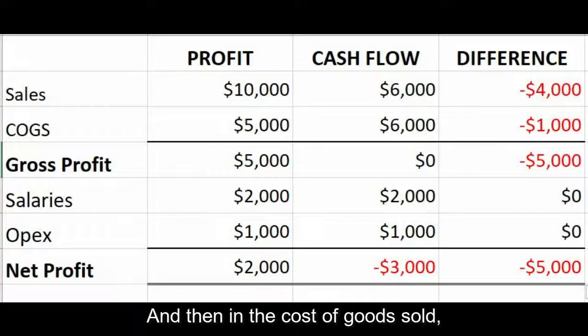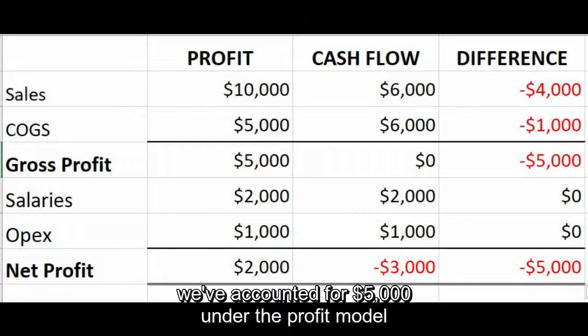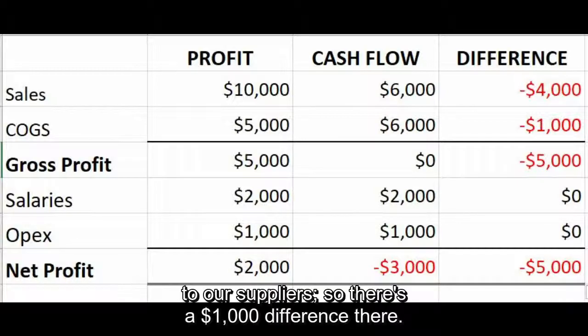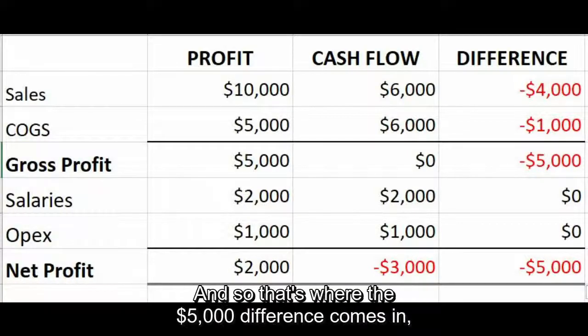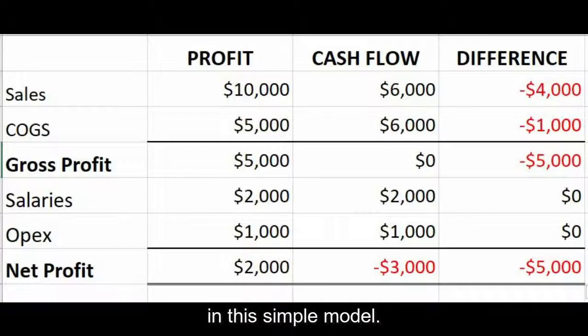And then in the cost of goods sold, we've accounted for $5,000 under the profit model, but under the cash flow, we've actually paid $6,000 to our suppliers. So there's a $1,000 difference there. And so that's where the $5,000 difference comes in, the difference between cash flow and profit in this simple model.